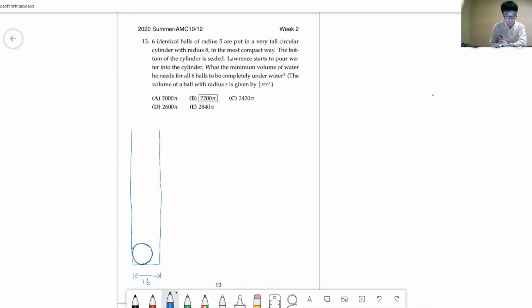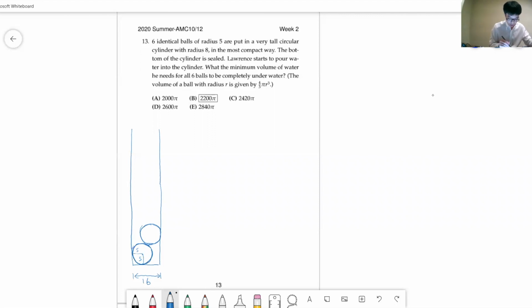Okay, this is one ball of radius 5. So this is 5. This is 5. If we try to put the next ball, it will be tangent to the first ball in the following way. Try to do it this way. It's slightly tilted, okay?